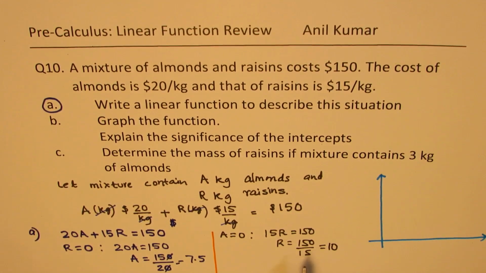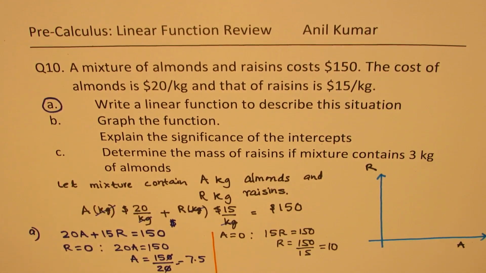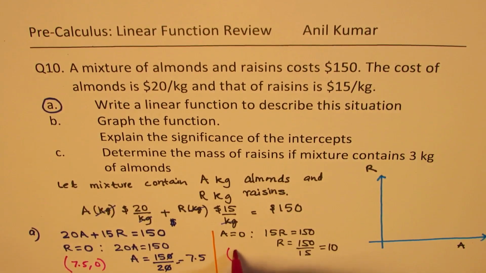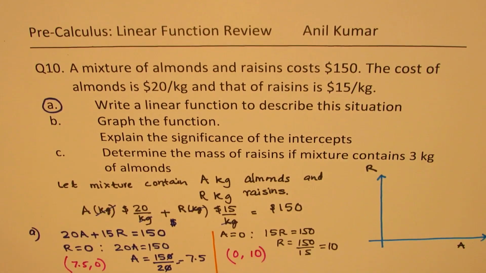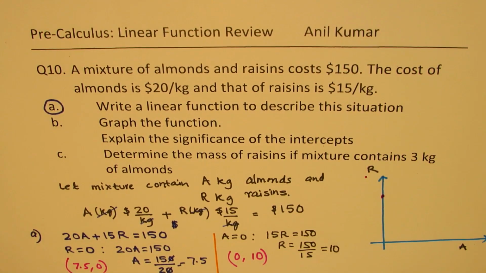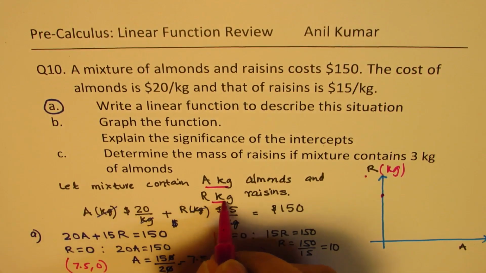So let us say on this scale, we take almonds A along the x-axis and raisins R along the y-axis. The 2 points which we are thinking about: we'll write A first, which is 7.5, 0. Here, we are saying A is 0 and R is 10. So let's say this is 10 for us. Both almonds and raisins are in kg, correct? So these are the variables which we define.